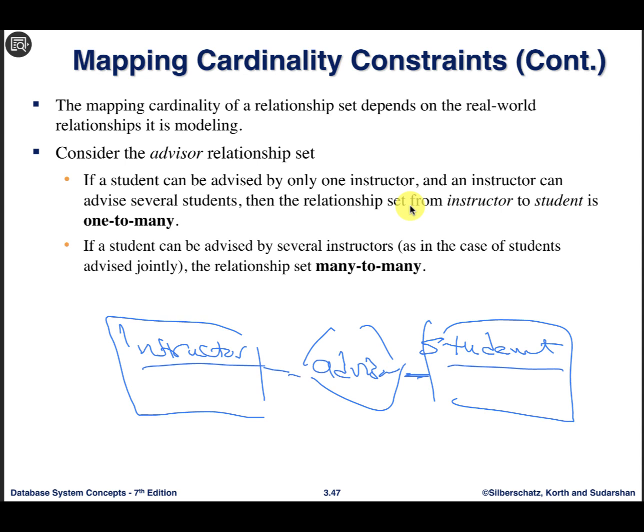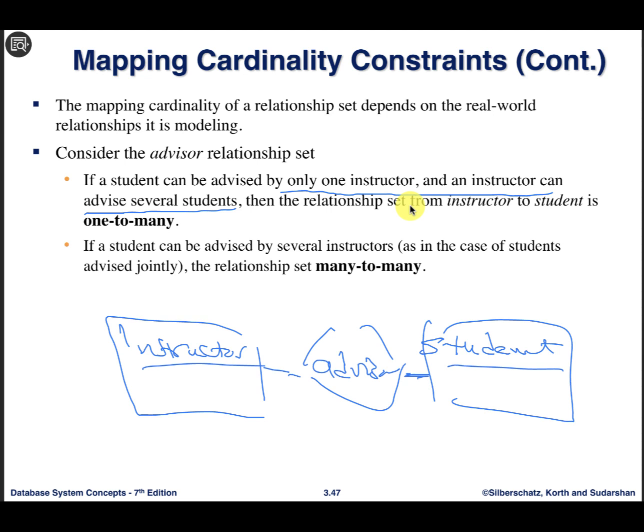So I assume that based on the data that we have, the student can be advised by only one instructor. Assume that this is the condition, or the constraint, that we need to specify based on the data that we have. Just an assumption, okay? A student can be advised only by one instructor. An instructor can advise several students. So in this case, what kind of relation is this? You can think about it here.